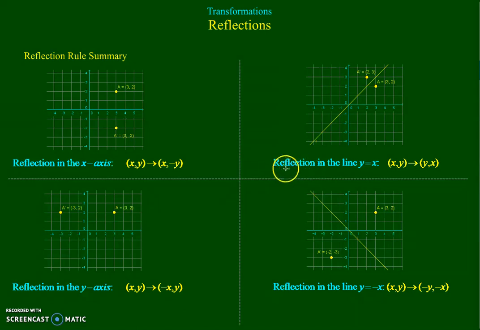A reflection in the line y equals x yielded us a swap of the x and y's. So x went to y and y went to x. And then the reflection in the line y equals -x: we see that the x became the y and went negative, and the y became the x and went negative. And so a reflection in the line y equals -x yielded us x and y swapping places and both changing signs.